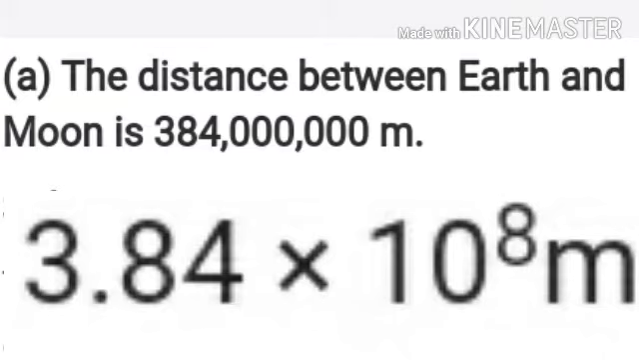3.84 into 10 to the power 8. Student, you know decimal should always be put after one digit. So we put the decimal after 3, so 3.84, and the decimal will shift 8 places to the left. So 3.84 into 10 to the power 8 meter. So the distance between Earth and Moon is 3.84 into 10 to the power 8 meter.